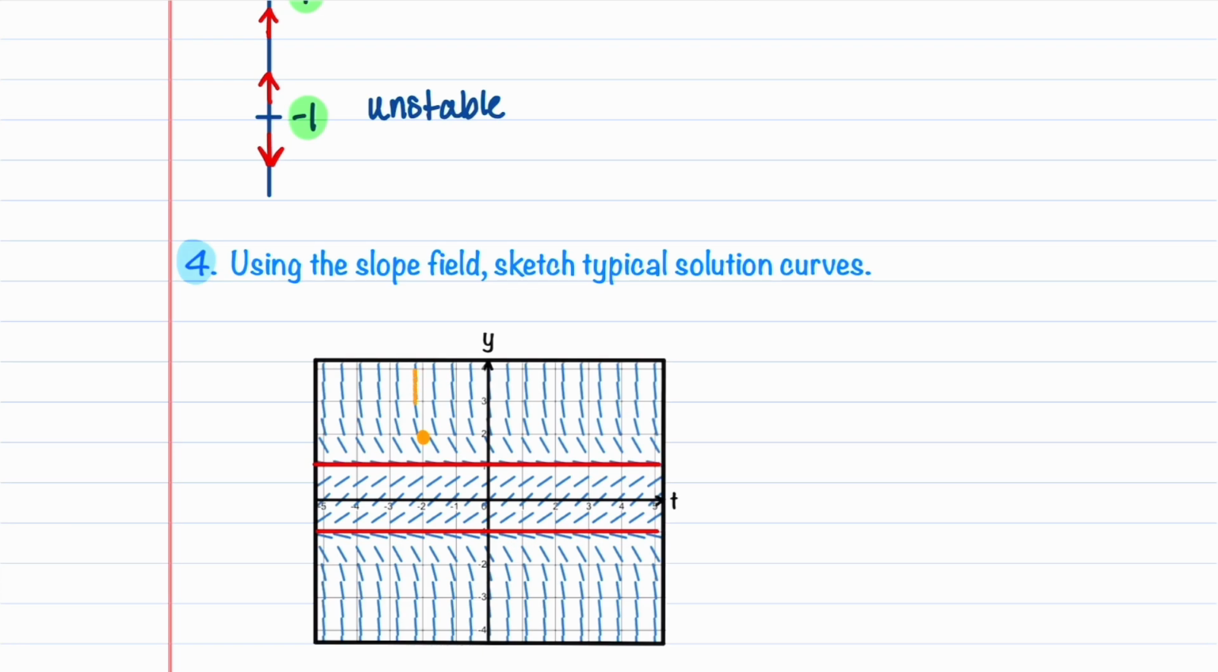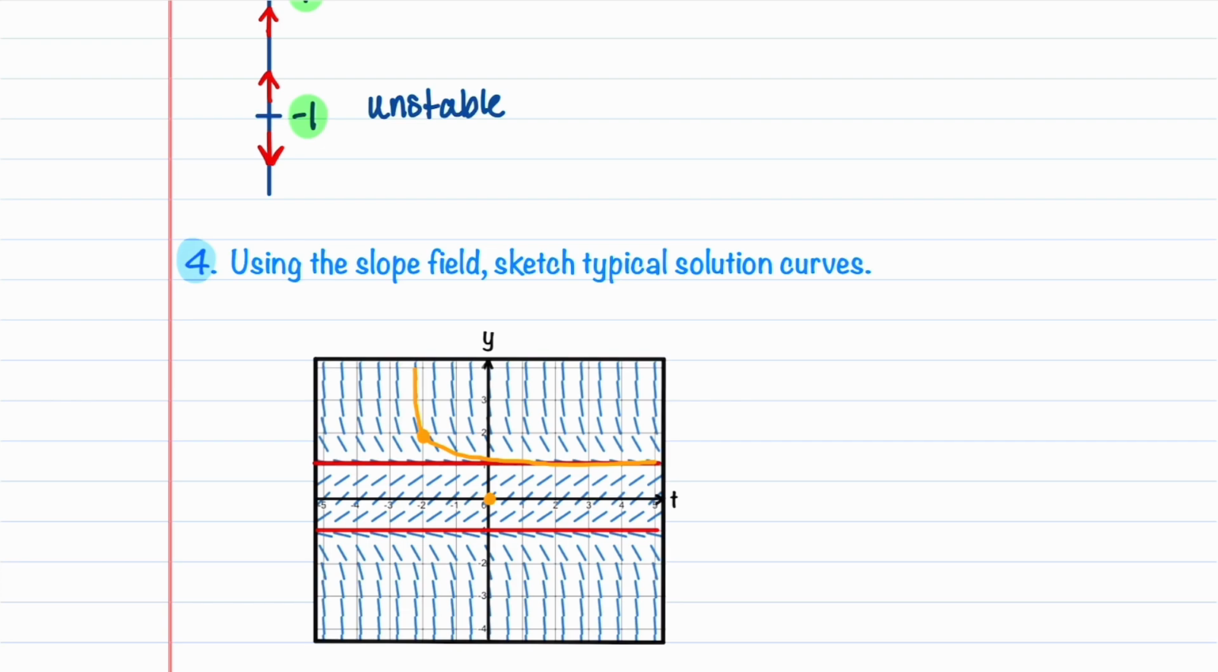It's going to start up here, and then it's going to come down here, and it's going to go to that equilibrium solution. Now let's look at what happens if we have a point that passes through the origin. That solution is going to start over here on the left on this equilibrium solution. Then it's going to come up, pass through the origin, and then go to the upper equilibrium solution.